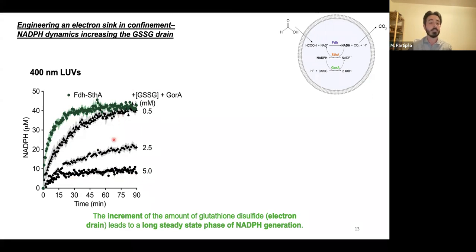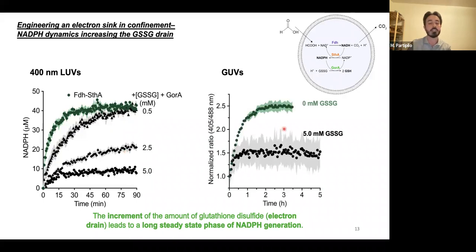And a similar experiment was carried out also in giant unilamellar vesicles, although in this case, I just reported 2 extremes of no drain at all and a big drain that just prolongs the steady state phase of NADPH generation, since all the electrons are indeed going into the direction of the final acceptor.